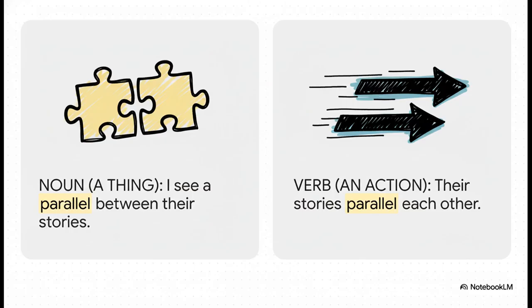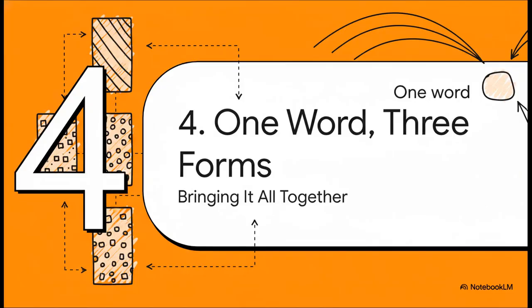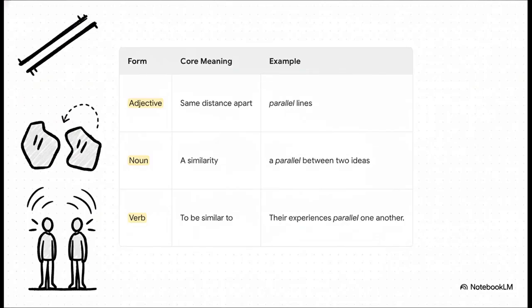Okay, so that's the adjective, the noun, and the verb. Let's pull this all together now. Just look at how that core meaning kind of evolves just slightly across all three forms. It starts with the very literal distance of the adjective, then it moves to the more figurative idea of similarity with the noun, and finally, it becomes the action of being similar with the verb. See? It's all built on that exact same foundation.